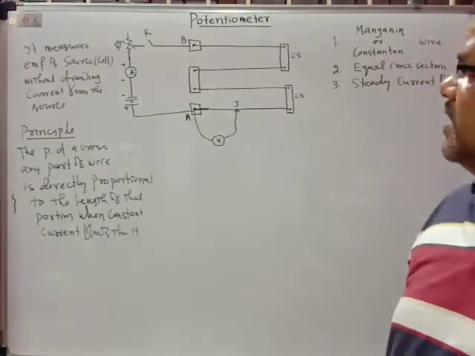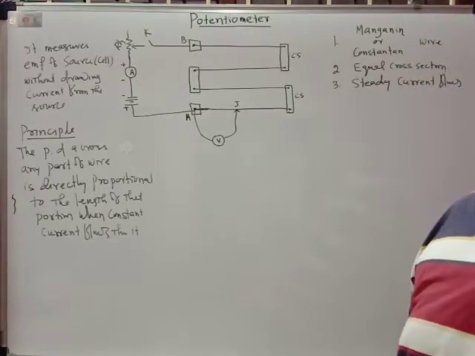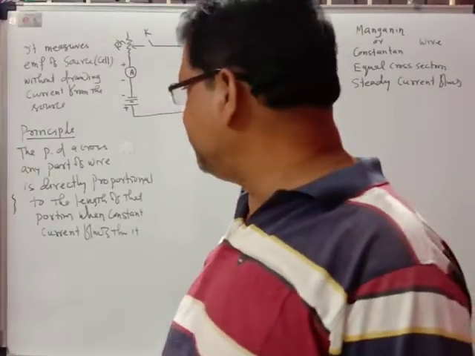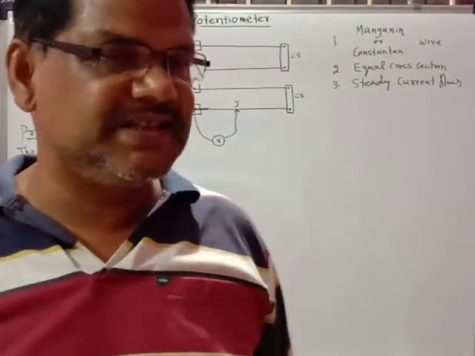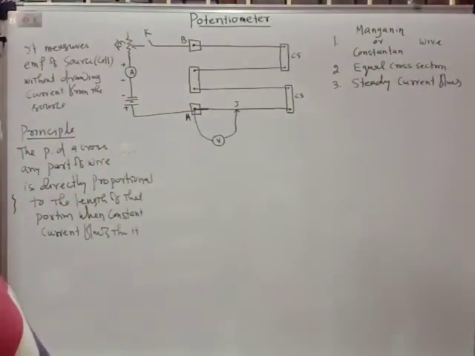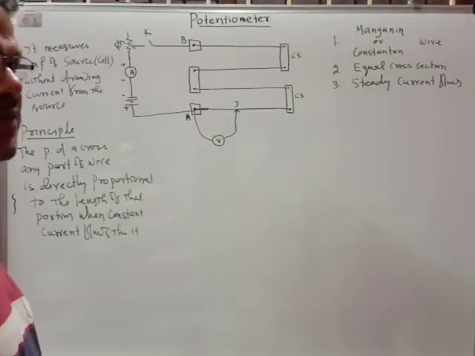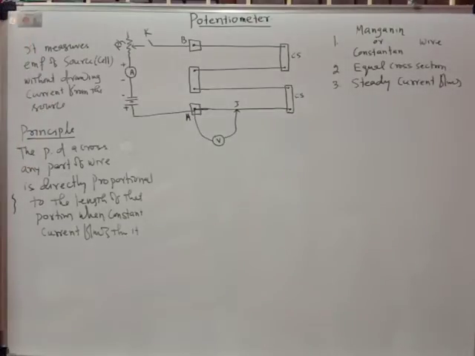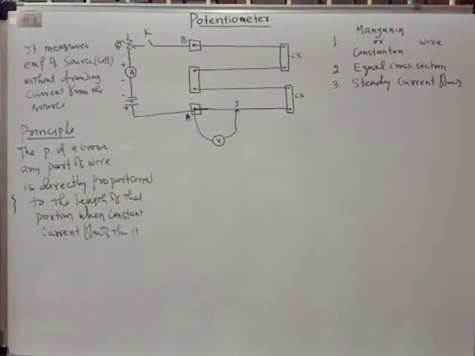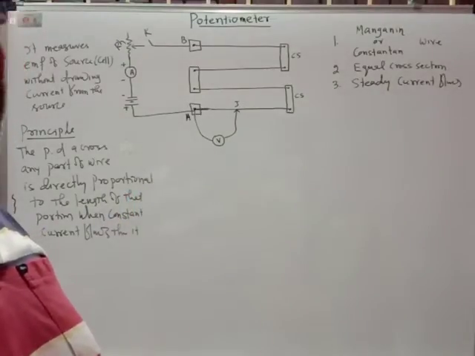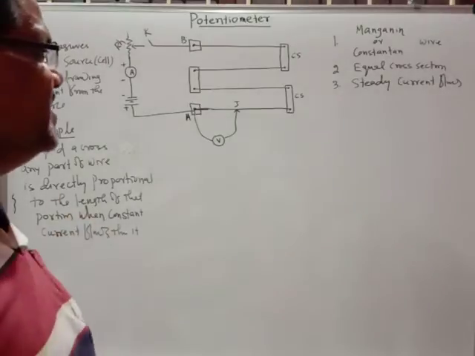So what is the role of the potentiometer? What is the principle of the potentiometer? The first important thing is the principle. The principle is that the PD, potential difference, across any part of the wire is directly proportional to the length of that portion of the wire when a constant current flows through it. This is the actual principle.